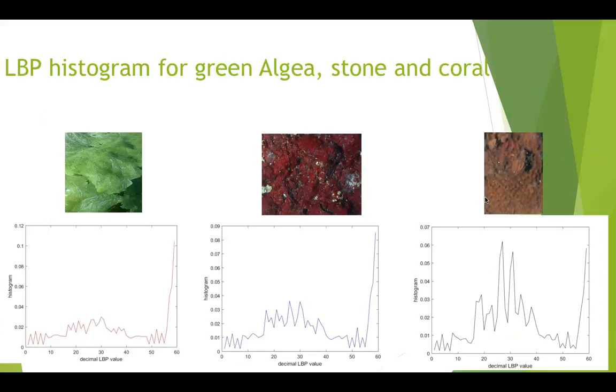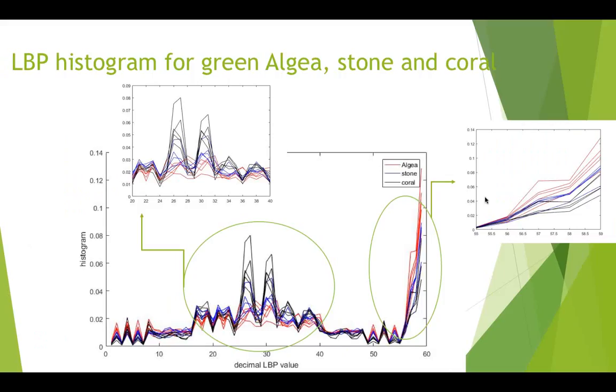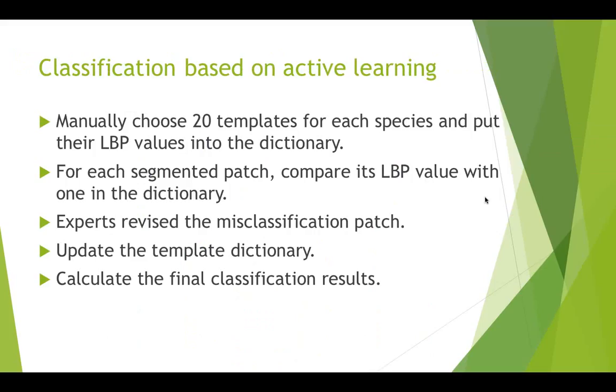And then we show the results of the LBP histogram for several objects. The first one is algae, the second one is stone, and the third one is coral. We can see their LBP value histograms are a little bit different. In this image, we put them together. We can see that at the value of 13, the coral is larger than the stone, and the stone is larger than the algae. But after about 55, the algae is the largest and the coral is the smallest. So we can use this to do the image classification.